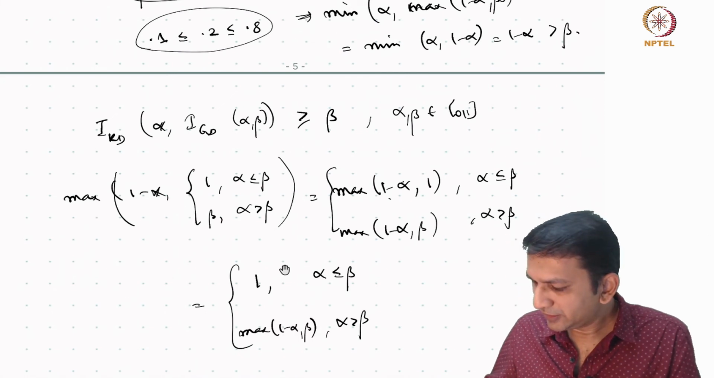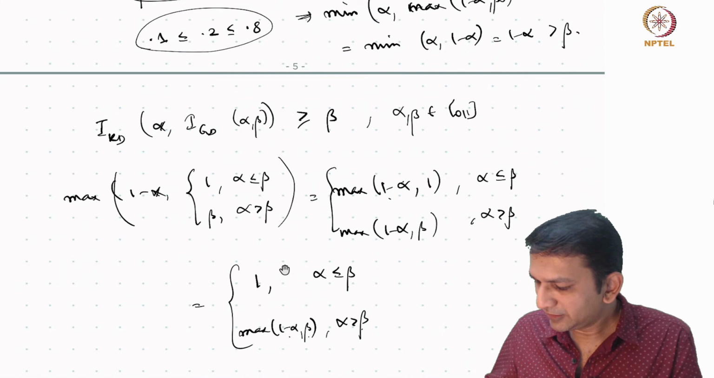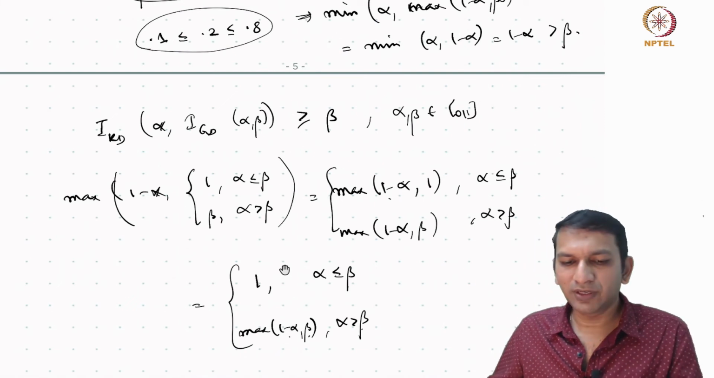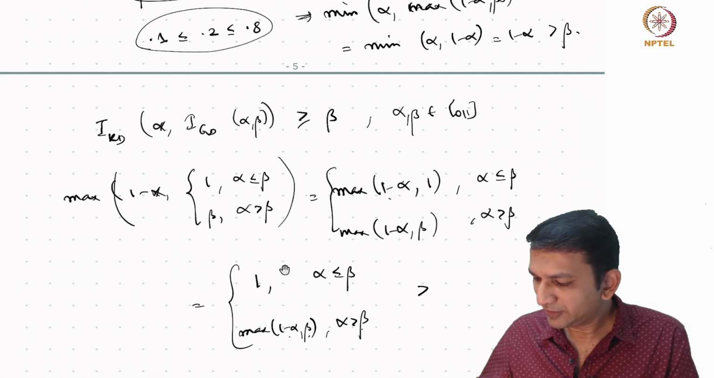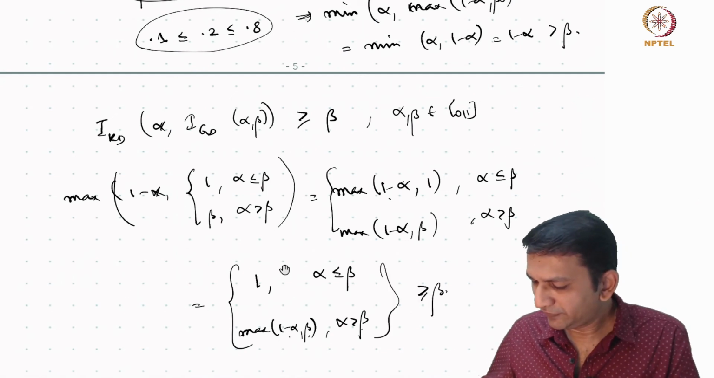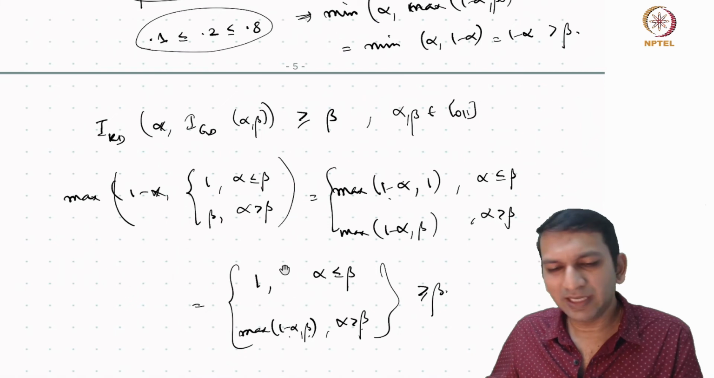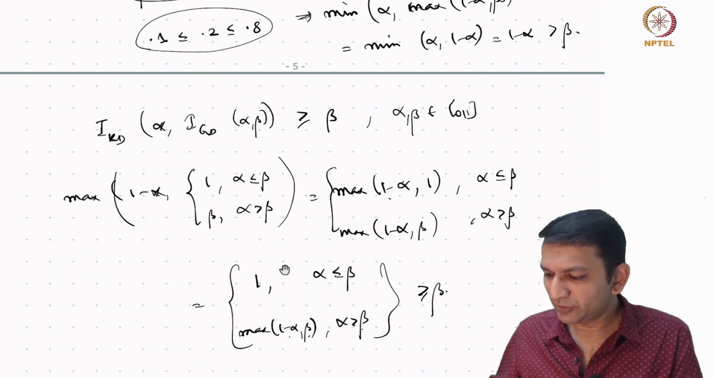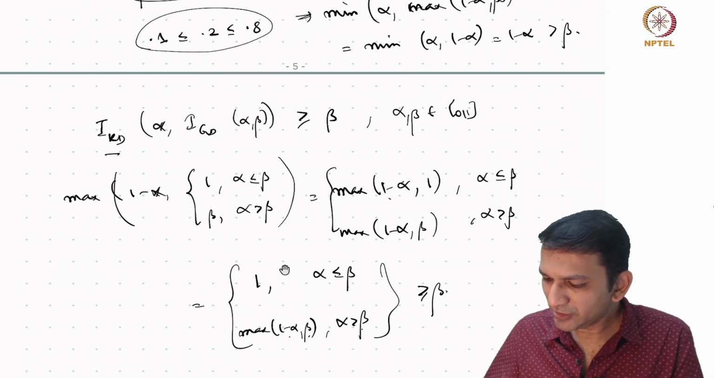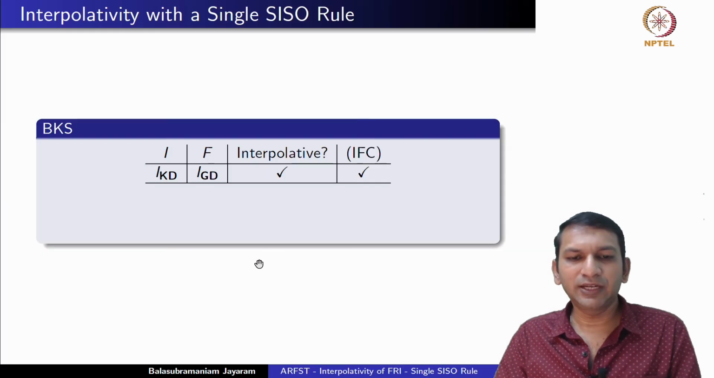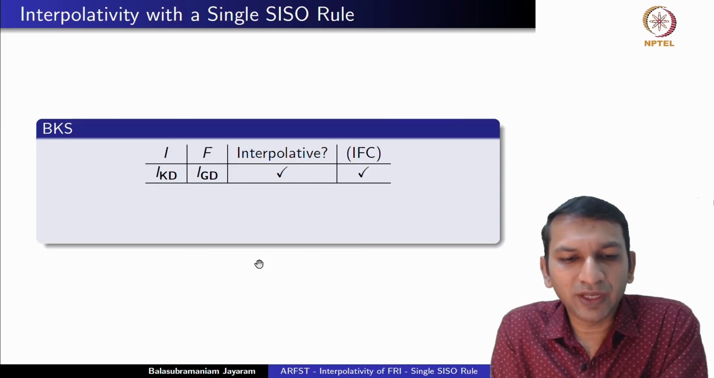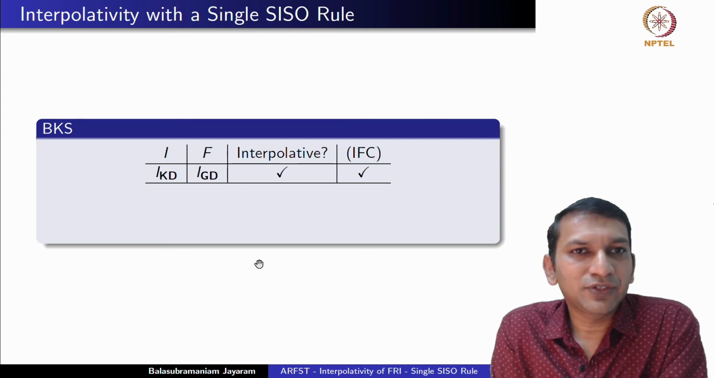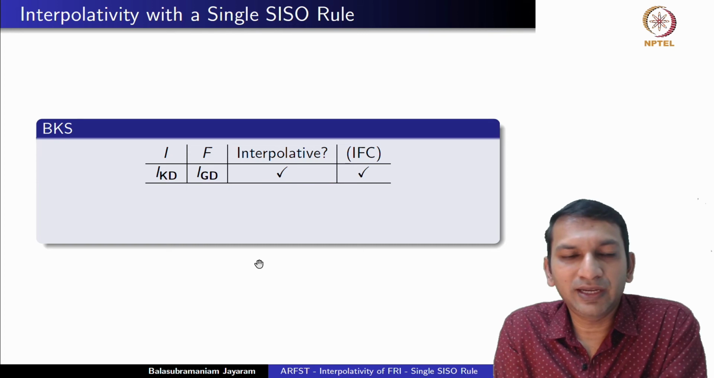Now note that when alpha is greater than beta, it is the max of 1 minus alpha, beta. So if it is beta, it is definitely greater than or equal to beta. If the maximum is 1 minus alpha, which is clearly greater than beta, then it is greater than or equal to beta. So we see that for this pair of implications taken to be I and F, in the case of B case inference, we do obtain interpolativity, and that's because the IFC functional inequality is satisfied.